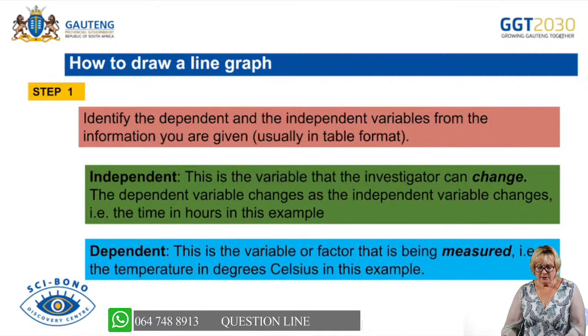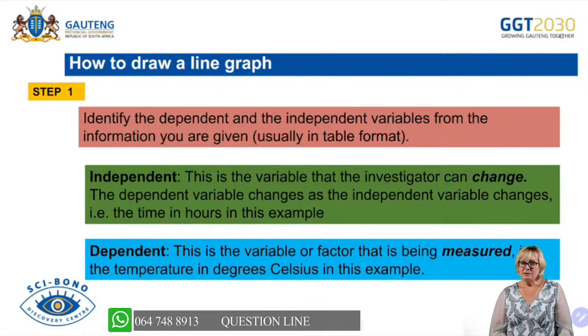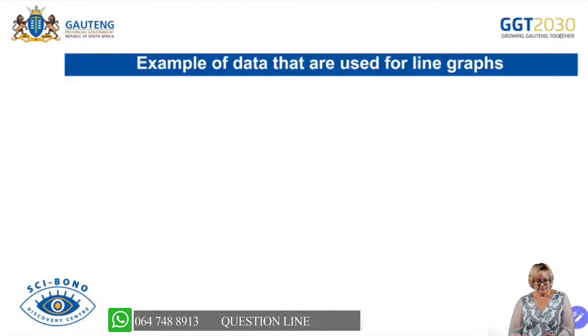Dependent, this is the variable or factor that is being measured. All right. So if you can determine from the information given to you, what have they measured or what have they counted, then you have already identified the dependent variable. The temperature in degrees Celsius in this example. All right, so they're looking at temperature.